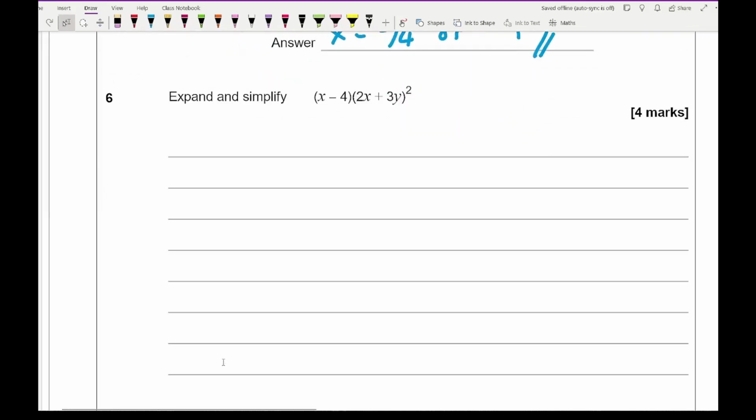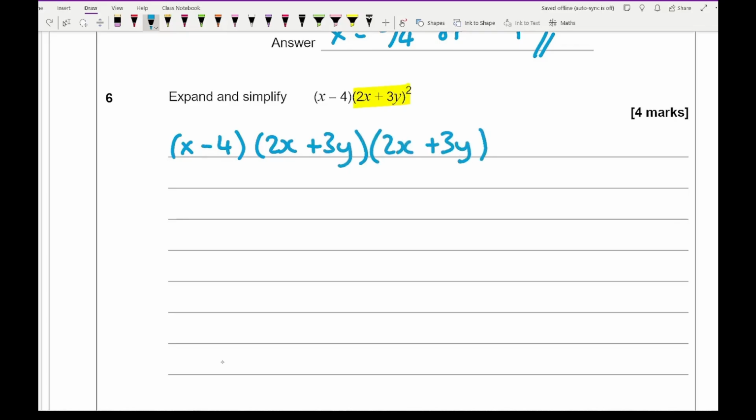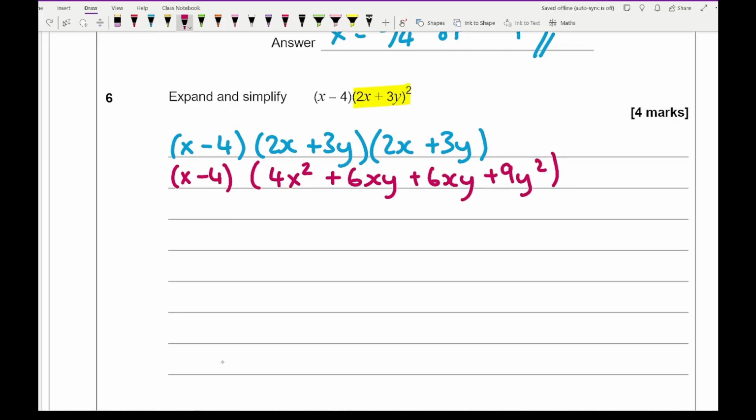Moving on to question 6, it says expand and simplify. So the first thing I'm going to do is I'm going to expand this bit out first. Now it's really important that you recognise that this is a double bracket. So I've got x minus 4 and then 2x plus 3y and 2x plus 3y. Then if I just leave the x minus 4 to begin with and expanding this out, I get 4x squared plus 6xy plus 6xy plus 9y squared. Then simplifying that further, I get x minus 4, 4x squared plus 12xy plus 9y squared.